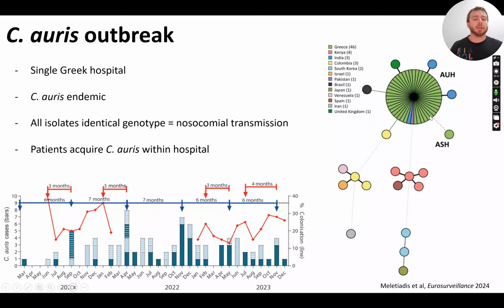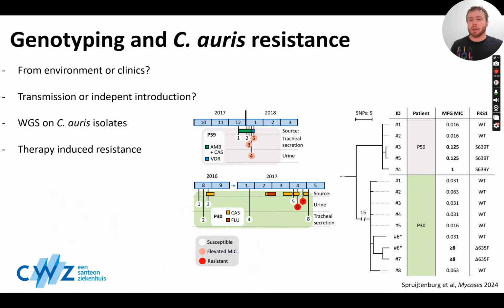So what we know is that all of these patients were not colonized before. No, in the hospital, they get colonized, and then later on they develop an invasive infection. So there's a lot of work to be done for the infection prevention and control unit to prevent or halt this outbreak. And another application of genotyping, well, not only is about the outbreaks, it's also about the resistance.